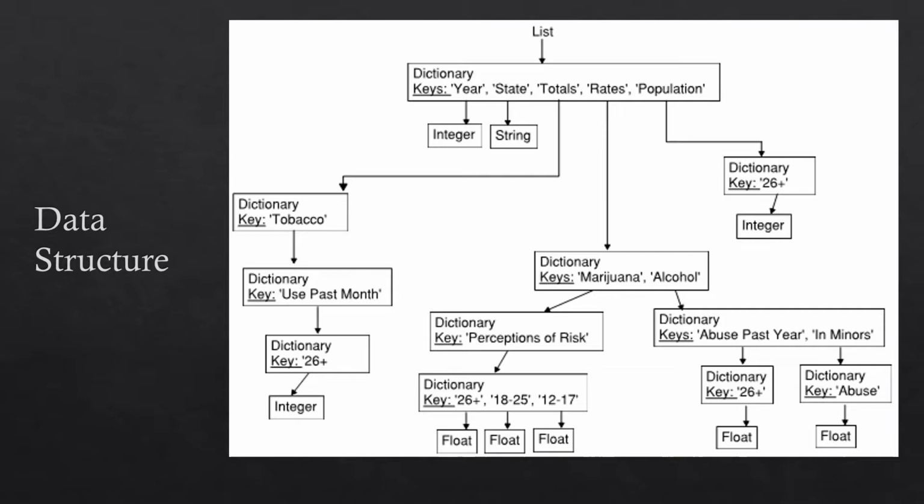The first one I used was marijuana, which led to a dictionary containing multiple keys, and I used the key perceptions of risk. Perceptions of risk was a dictionary which contained 3 keys: 26 plus, 18 to 25, and 12 to 17. I used all 3 of these keys, and they all returned float values. Looking back up at the rates dictionary, I also used the key alcohol, which in itself was a dictionary containing multiple keys. I used the key abuse past year and in minors.